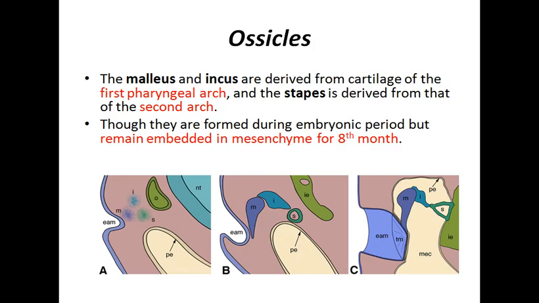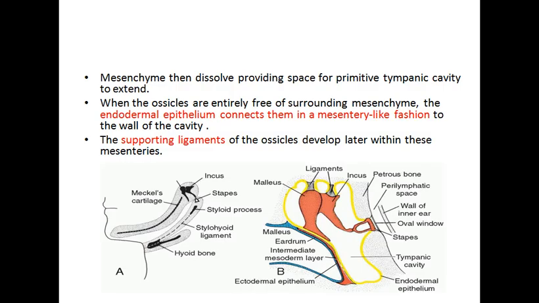Now, the ossicles within the tympanic cavity, that are malleus, incus, and stapes, these are derived from the cartilaginous tissues of the first pharyngeal arch. Okay, malleus and incus will be from the first pharyngeal arch, stapes will be from the second pharyngeal arch, and these are formed during the embryonic period, but they remain embedded within the mesenchyme till the 8th week. Means there will be surrounding mesenchyme, okay.